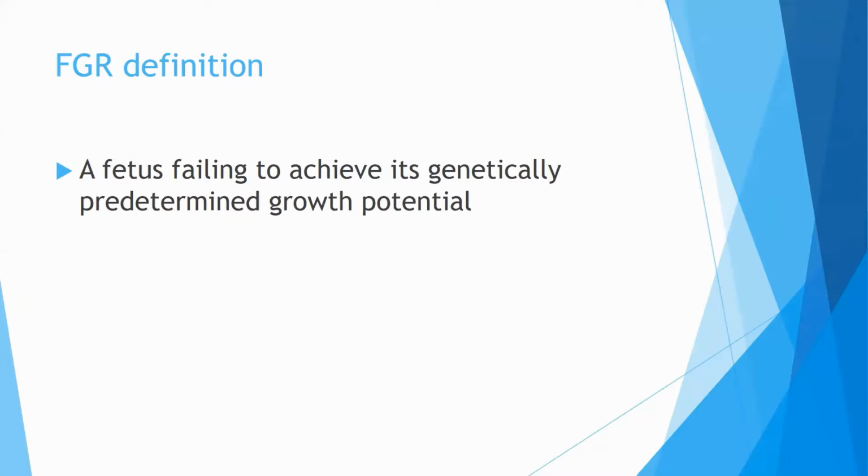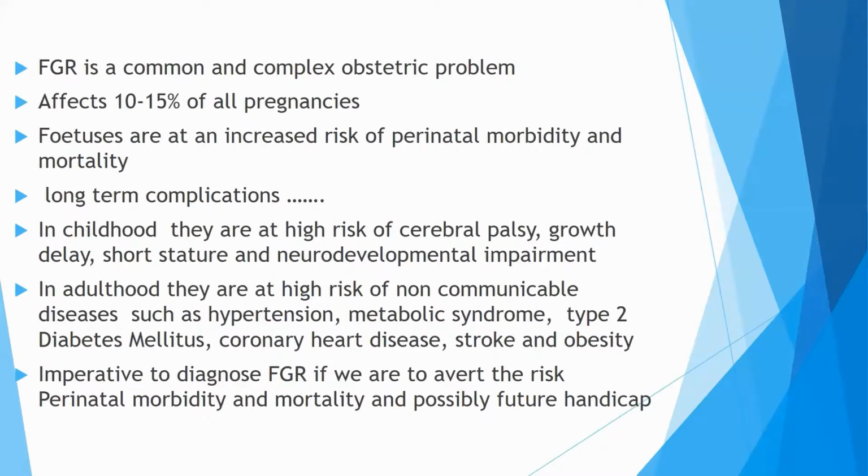Now, by definition, fetal growth restriction, we say a fetus is growth restricted if they're failing to achieve their genetically predetermined growth potential. This is a common and complex obstetric problem which affects about 10 to 15% of all pregnancies, but different studies vary, and some have said 5 to 10%, some 10 to 15%. So on average, it affects about 10% of all pregnancies.